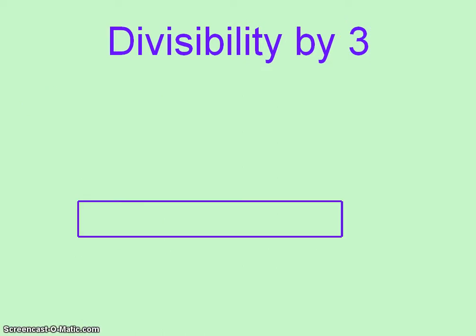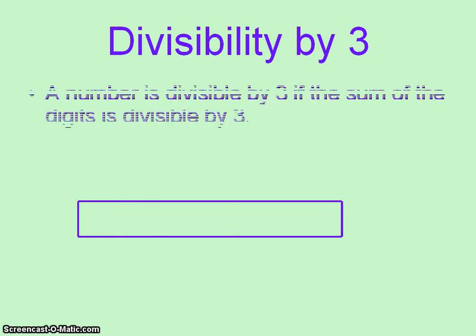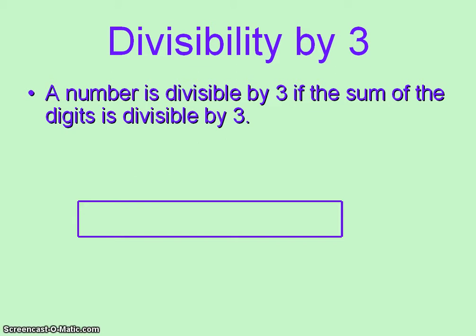All right, we're ready for our next divisibility rule. This one is divisibility by 3. You're going to copy the definition down on the back side of the flap that has a 3 on it. A number is divisible by 3 if the sum of the digits is divisible by 3.